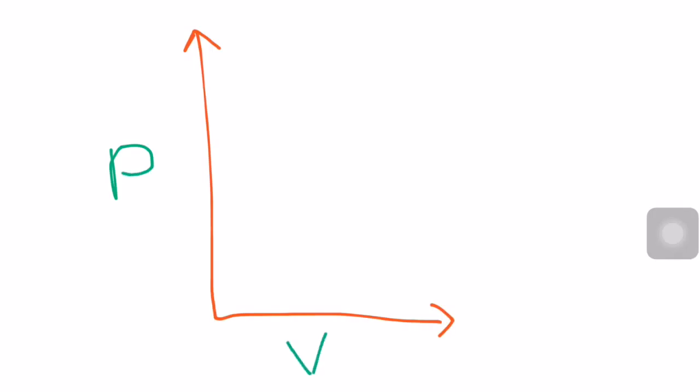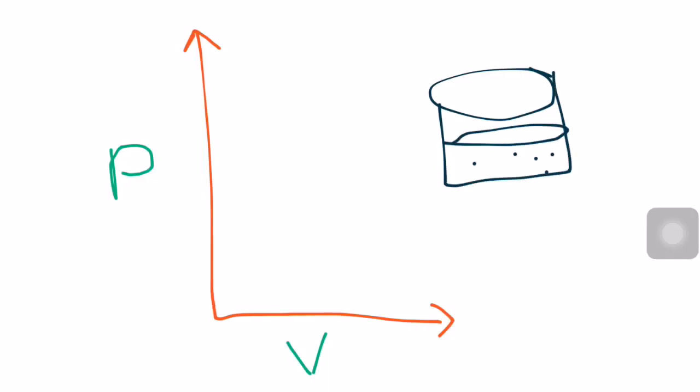Something you'll see a lot when doing thermodynamics involving the first law are the PV diagrams. P for pressure and V for volume. What this means is we have a container full of gas, and there is a movable piston that can go up or can go down. And this will change the amount of volume.